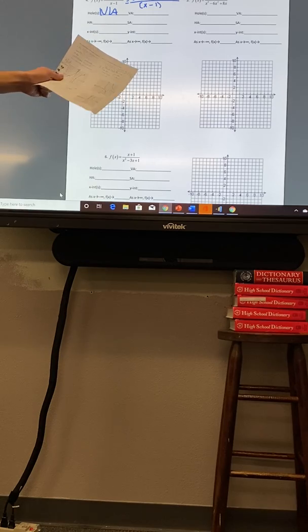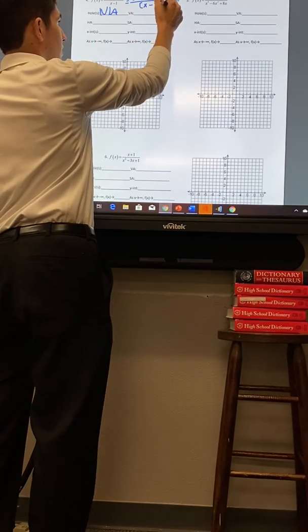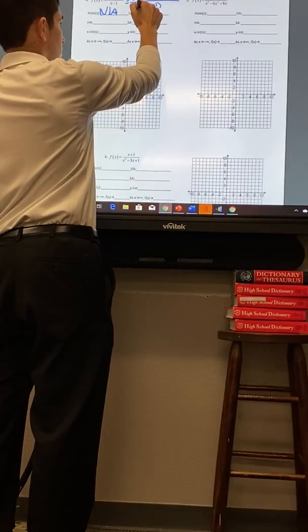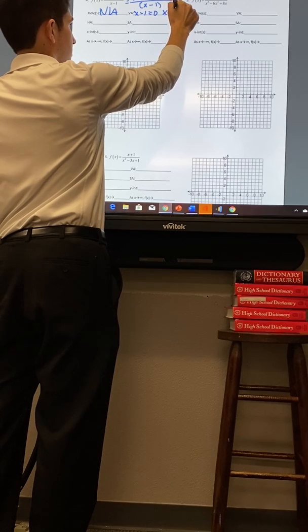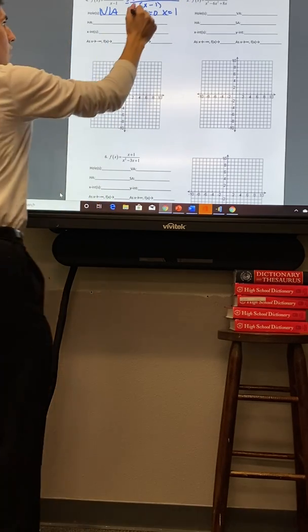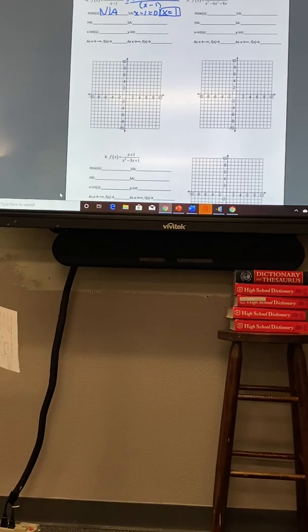Okay, vertical asymptote, I know I'm setting my denominator equal to 0. So this x minus 1 needs to be equal to 0. So I get x equals 1, which is my final answer for that.